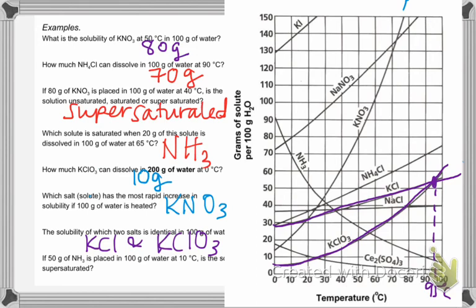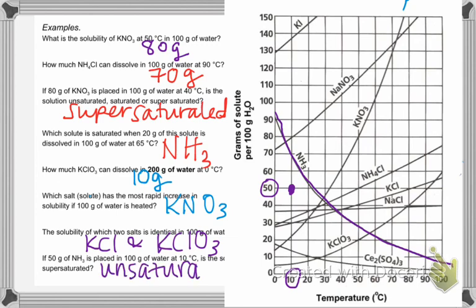Last one, if 50 grams of ammonia is placed in 100 grams of water at 10 degrees Celsius, is it unsaturated, saturated, or supersaturated? So with whether it's unsaturated or saturated, you just have to look at where it hits on the line. If it's above it or below it, that tells you a lot. So I'm going to find ammonia. Okay, ammonia is right here. It's actually a gas. So remember, solubility decreases as temperature increases for gases. I'm going to find 10 degrees Celsius and 50 grams. So here's 10 degrees Celsius, here's 50 grams, and that's right here. Because it's below the line, it's going to be unsaturated. If it was above the line, it would have been supersaturated, and if it was right on the curve, that is saturated. But because it's down here, that's unsaturated.